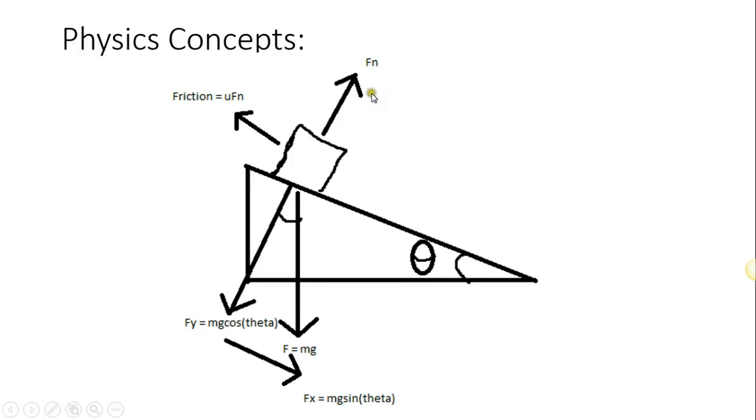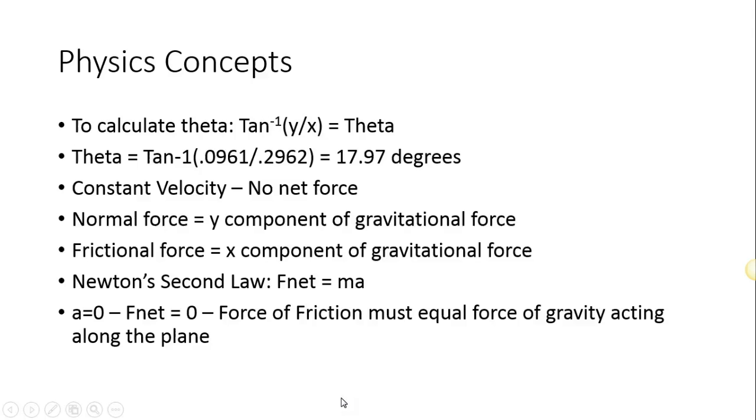We already found the normal force is equal to mg cosine theta. So we can set friction equal to mg sine theta, which is the only force acting down the plane. Those forces are the same because we have no acceleration. According to Newton's second law, force is equal to mass times acceleration. Because there's no acceleration, there's no net force, which means the force of friction must be equal to the force of gravity acting down the plane.